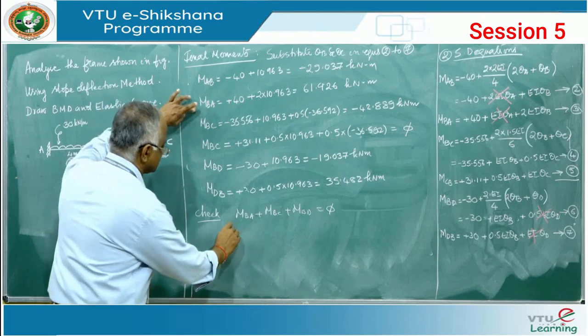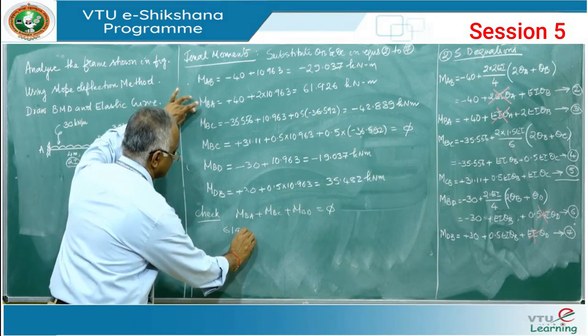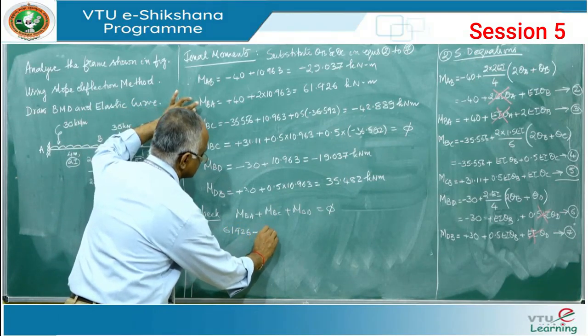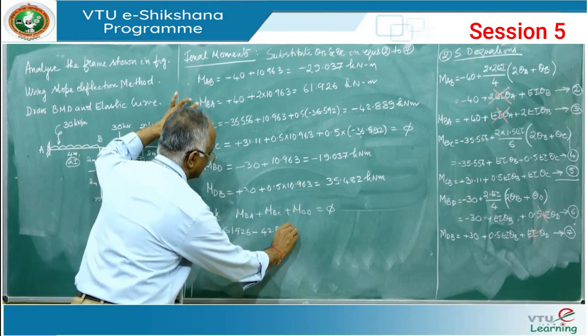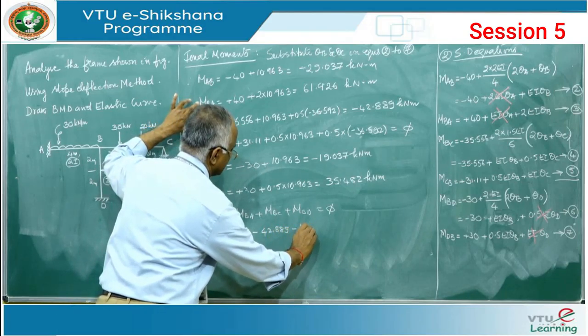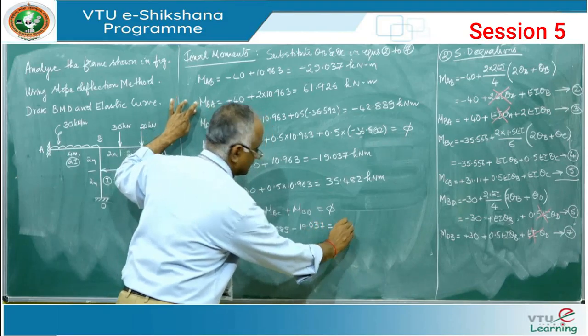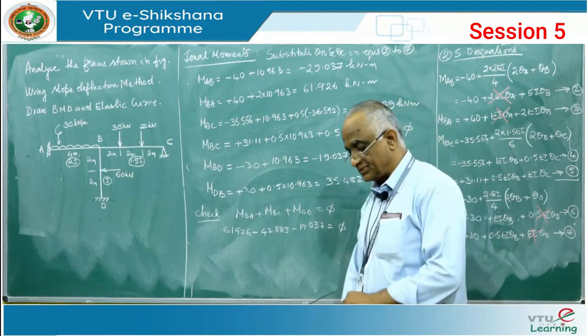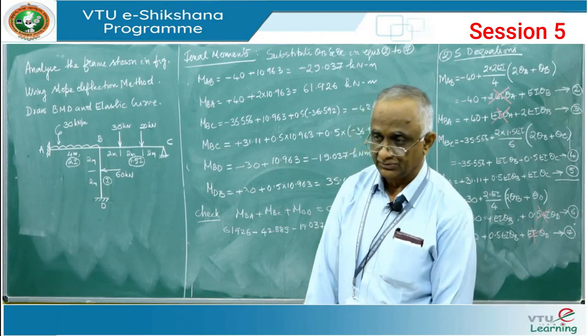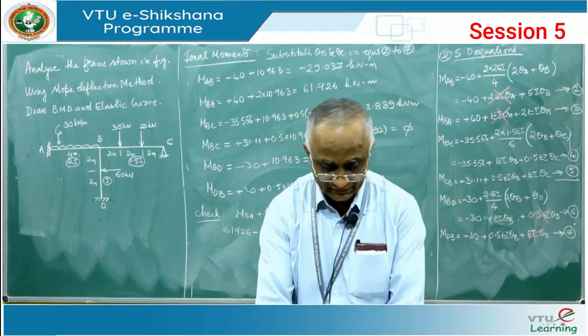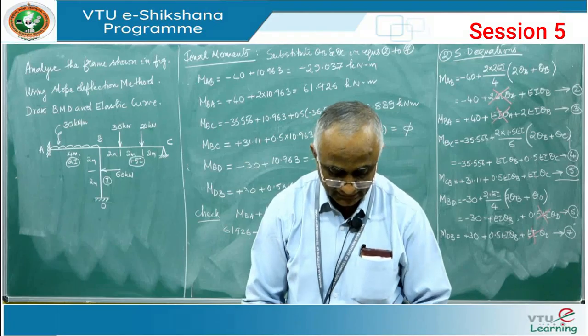I have MBA is 61.926, -42.889, -19.037. It should be 0, or maybe with small minor fraction values may come. You can take it as 0. So your calculations are correct.